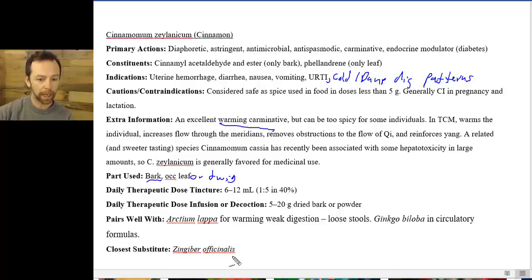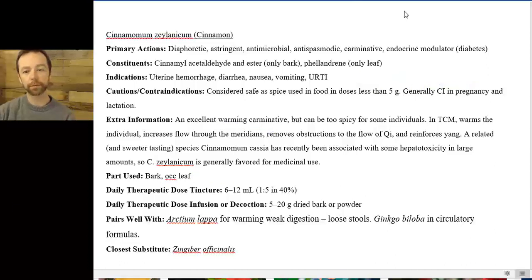Okay. Ginger is actually a fairly close substitute. They're different, obviously. You've probably tried them both, but in terms of their actions, they're fairly similar. And that's useful to know. If you don't have cinnamon, but you do have some ginger, you can pop that in pretty easily.